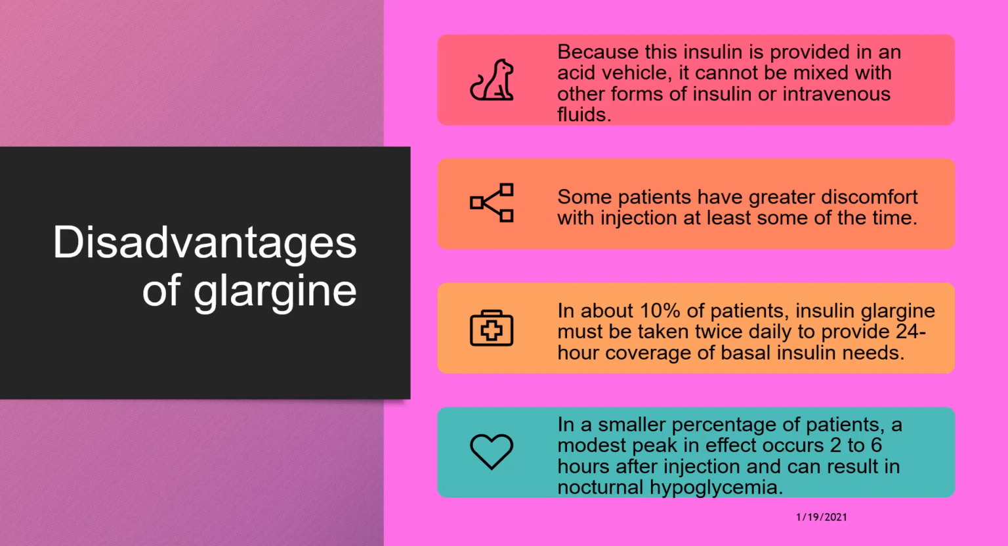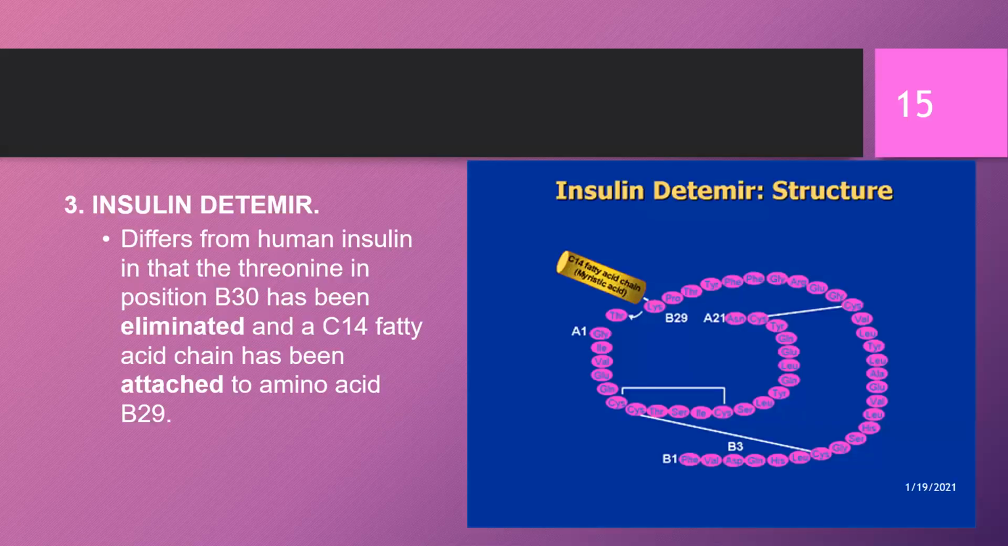In about 10% of patients, insulin glargine must be taken twice daily to provide 24-hour coverage of basal needs. In a smaller percentage of patients, a modest peak in effect occurs 2 to 6 hours after injection, and this can result in nocturnal hypoglycemia. So it is an advanced insulin, but it may still have some lacking, to get into optimization to perfection. Coming to the next type of long-acting insulin, that is insulin detemir.